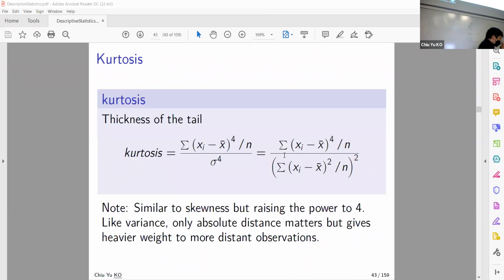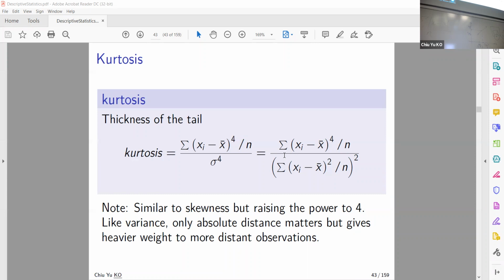So the last one we want to mention is the kurtosis. You can easily see the kurtosis is very similar to the skewness, right? Instead of raising the numerator to the power 3, you raise it to the power 4. The numerator, of course, is normalized, you just raise it to the power 4.